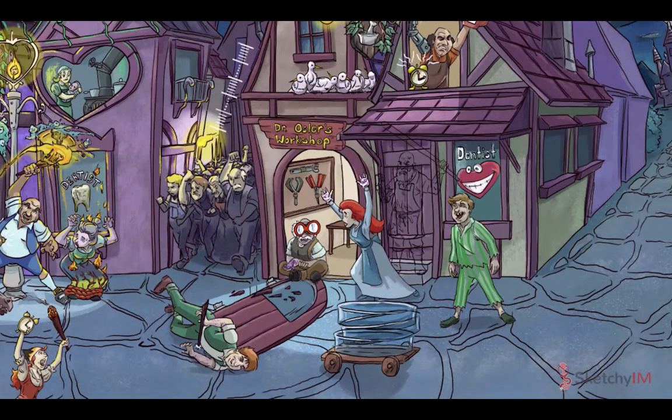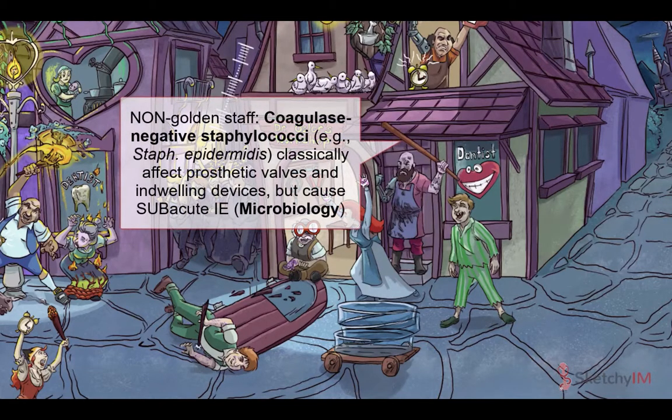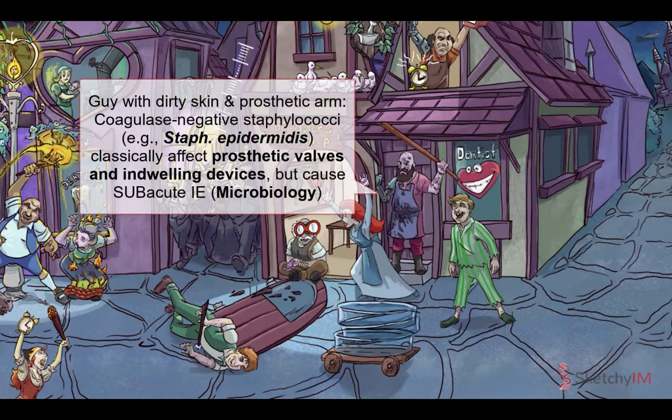Speaking of artificial ingredients, coagulase negative staph species, represented by this non golden staph, such as staph epidermidis, also tend to affect patients with prosthetic valves and indwelling devices. Hence the prosthetic arm on this dirty, surly gent who happens to be holding that non golden staph. However, staph epi causes subacute IE rather than the fulminant acute endocarditis that typically occurs with staph aureus.